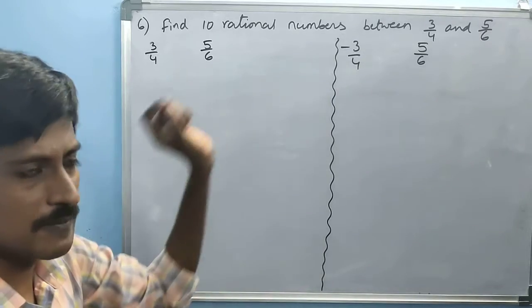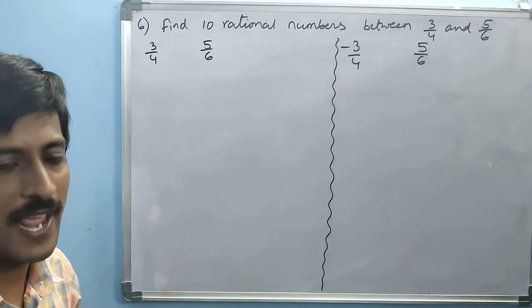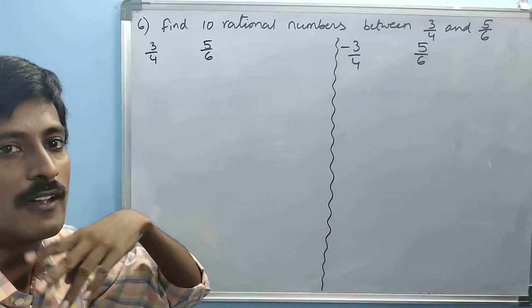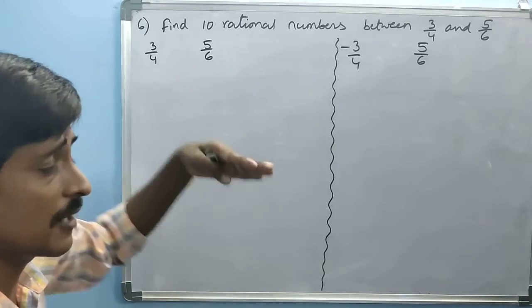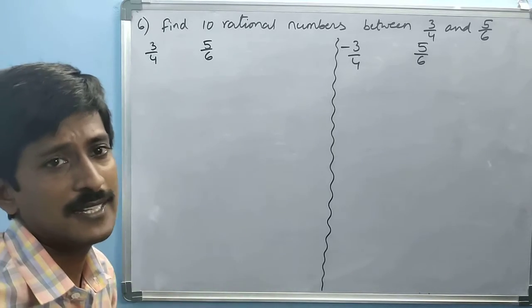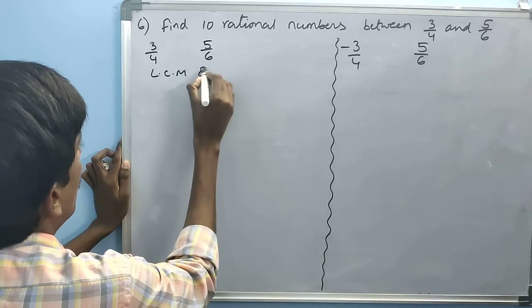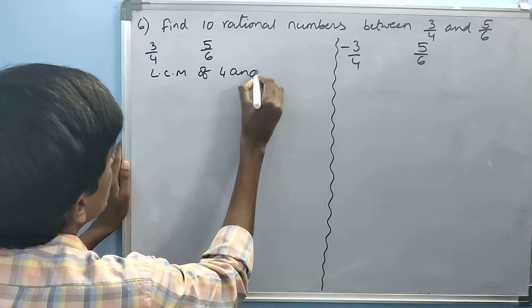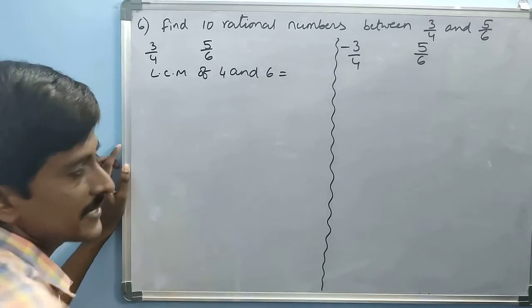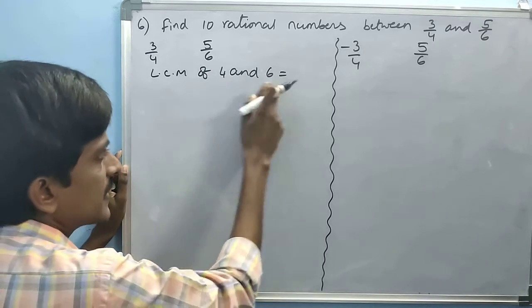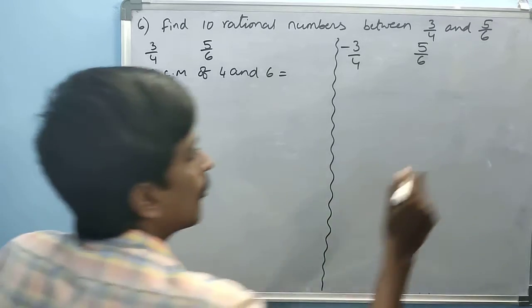First, these fractions can be converted into like fractions. Like fractions means the denominators are the same. How will we make the denominators the same? First, take the LCM of the denominators. What is the LCM of 4 and 6? Is it 24?